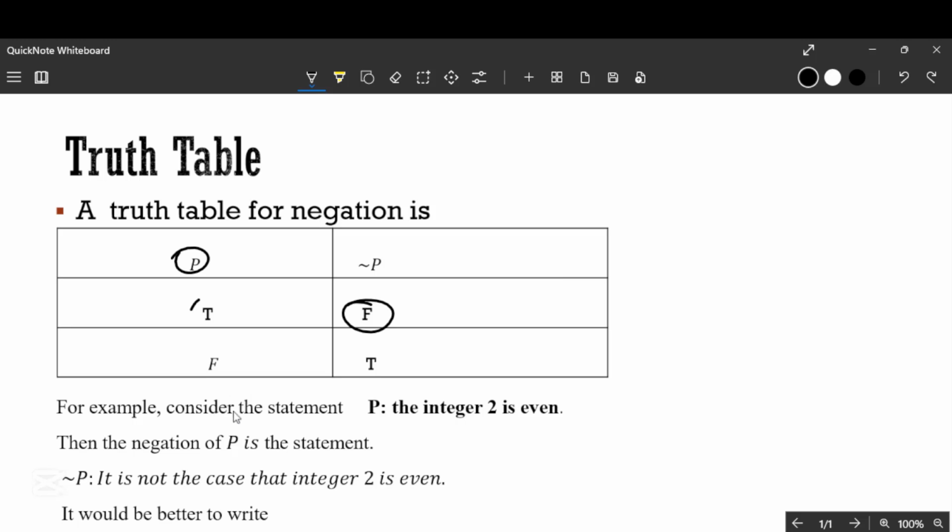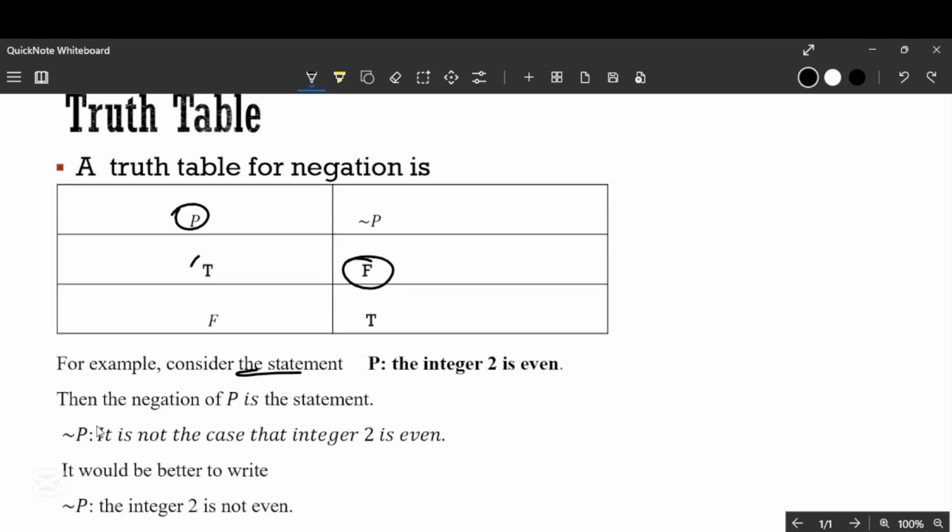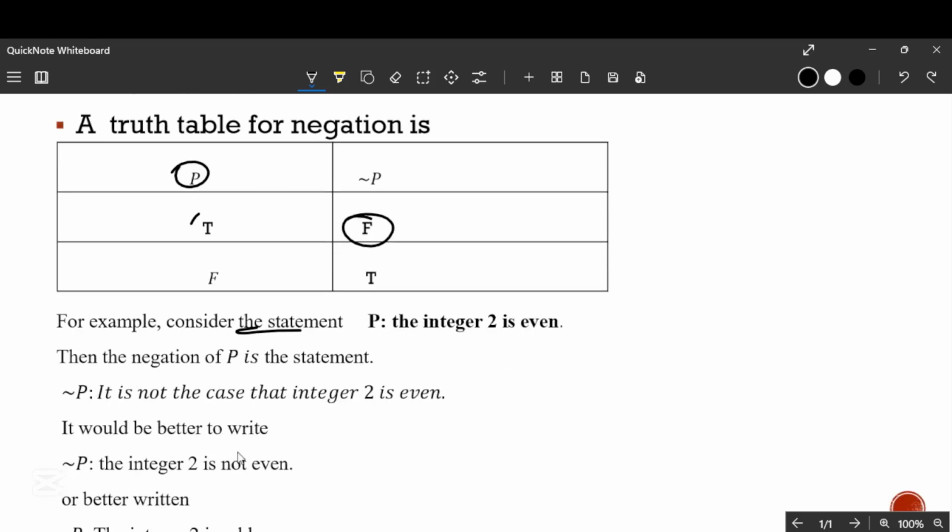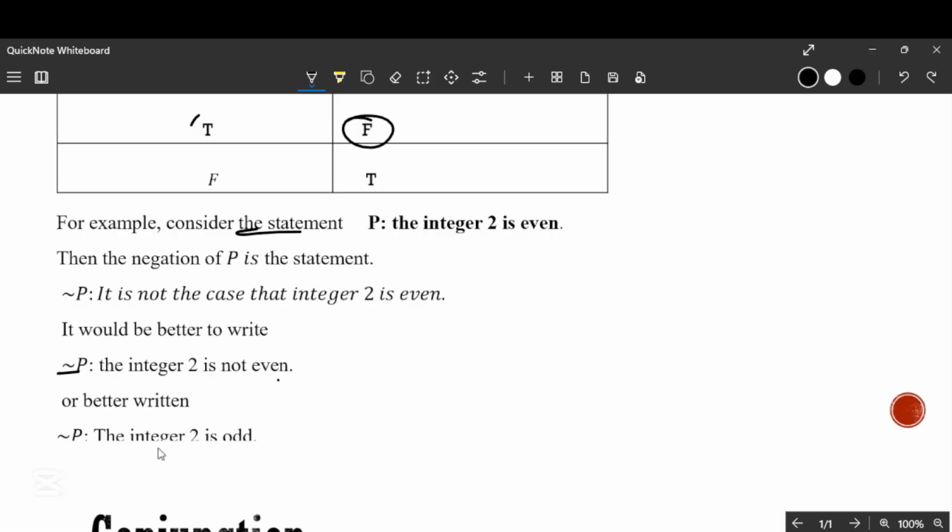For example, consider the statement P: the integer 2 is even. Then the negation of P is the statement "it is not the case that the integer 2 is even", or "the integer 2 is not even". It would be better to write the negation of P as "the integer 2 is not even", or better written as "the integer 2 is odd".